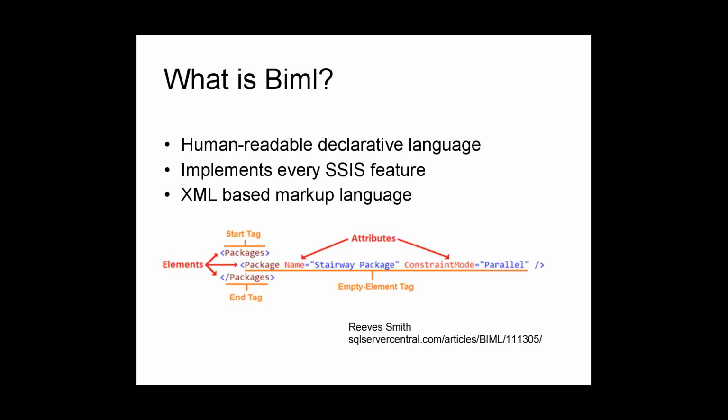And then finally, it's an XML based markup language. We have seen XML has tags, and similarly BIML also has tags. This image at the bottom is from an article that Reeves Smith wrote on SQLServerCentral.com, and it clearly explains the different tags. At the top you have a start tag, packages, and then you have an end tag, and then you have what are called elements and attributes. If you want to remember it easily, any item from the toolbox would be an element in BIML, and any property that you can configure would be an attribute in BIML.